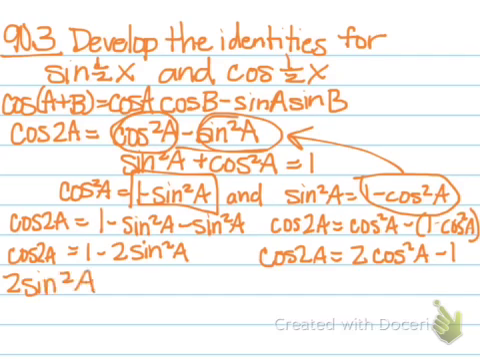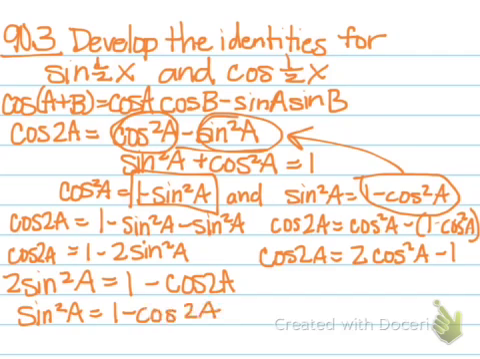Okay, so now for cosine 2A, I'm going to solve this for 2 sine squared A. If I solve that for 2 sine squared A, I would add 2 sine squared A to both sides and then subtract cosine 2A from both sides, so I get 1 minus cosine 2A. And then to get sine squared A by itself, divide everything by 2. So sine squared A is the same thing as 1 minus cosine 2A over 2.